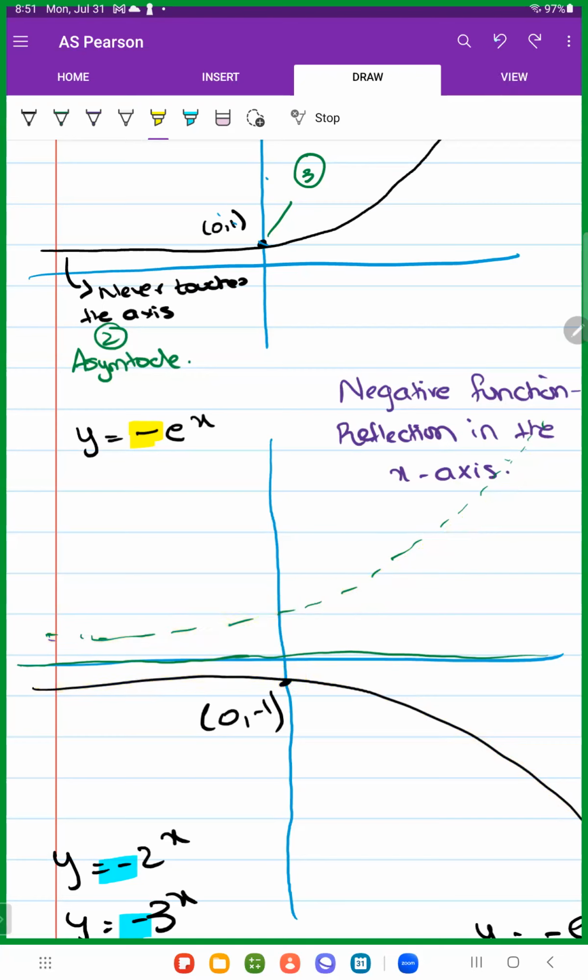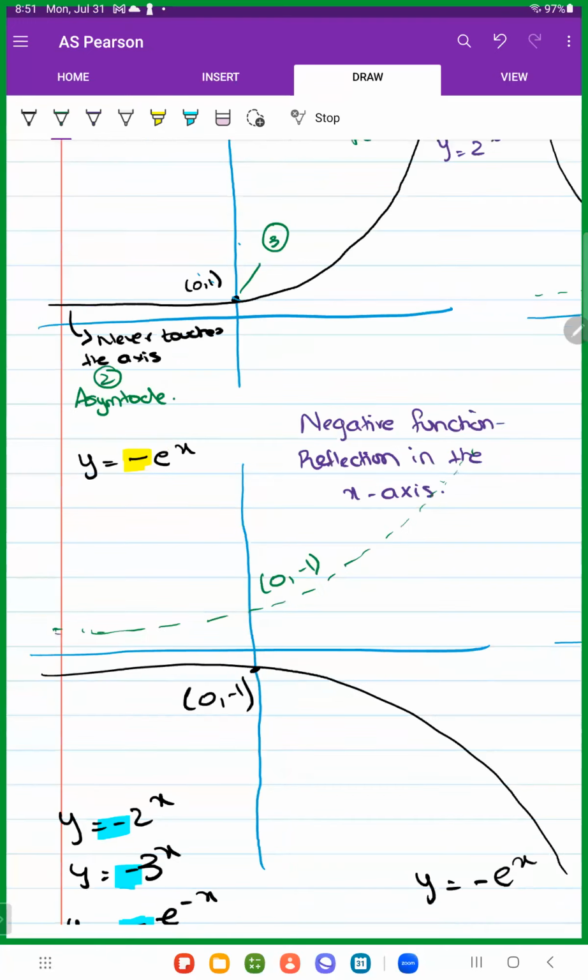Are you clear till here? First it was crossing over here at (0, 1). Now it crosses at (0, -1). There are 4 basic graphs that you need to know. Other than that, you will be able to manipulate them. The fourth graph is this.